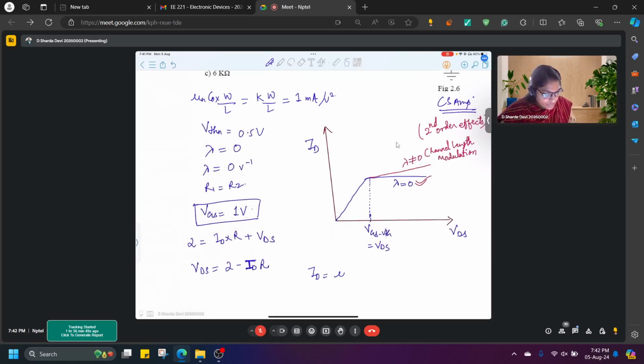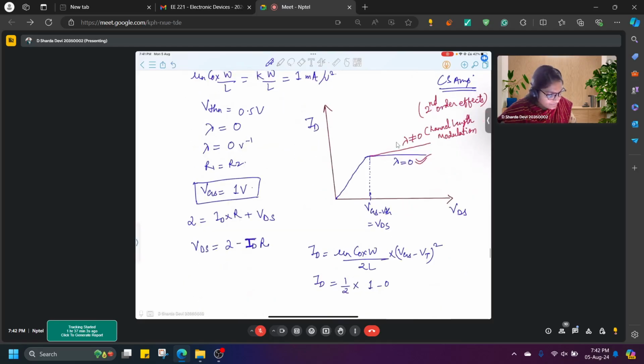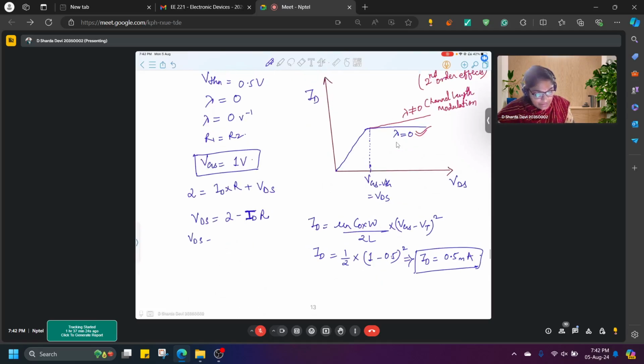So ID equal to C of W upon 2L into VGS minus VT whole square. So that is ID equal to 1 by 2 into 1 minus 0.5 whole square, so ID equal to 0.5 milliampere. Correct? So this is the current that we observe. Now VDS is 2 minus 0.5 milliampere into R.